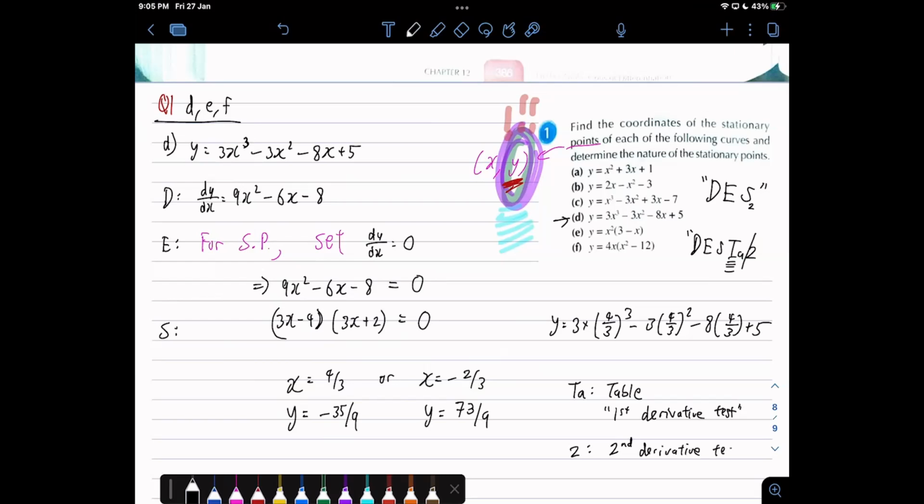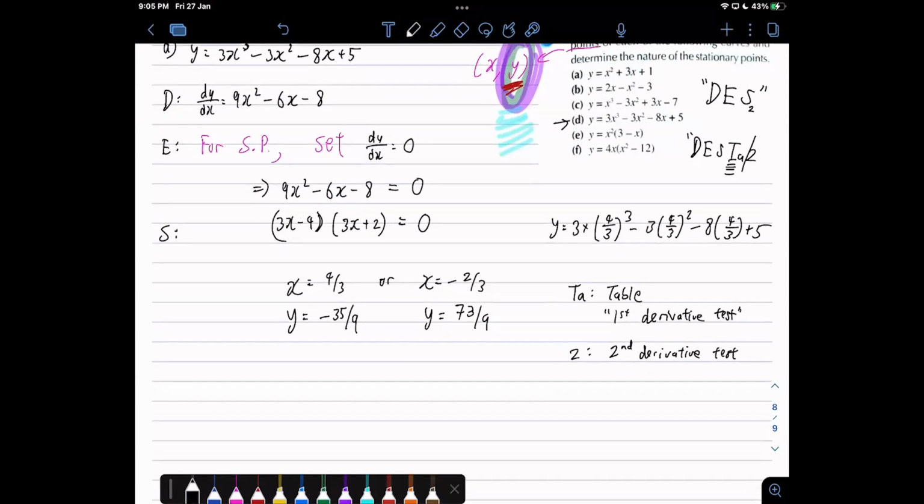I went through the concept last week already, so I'll just do the practice questions now. So, finding the nature of stationary points. What do they mean by nature?